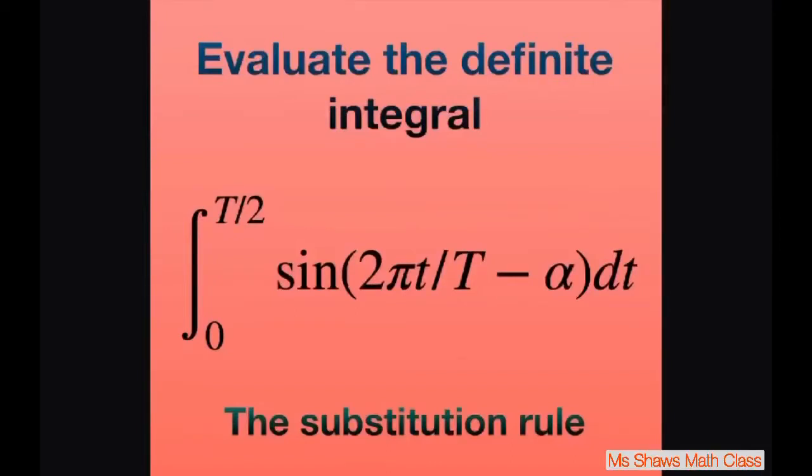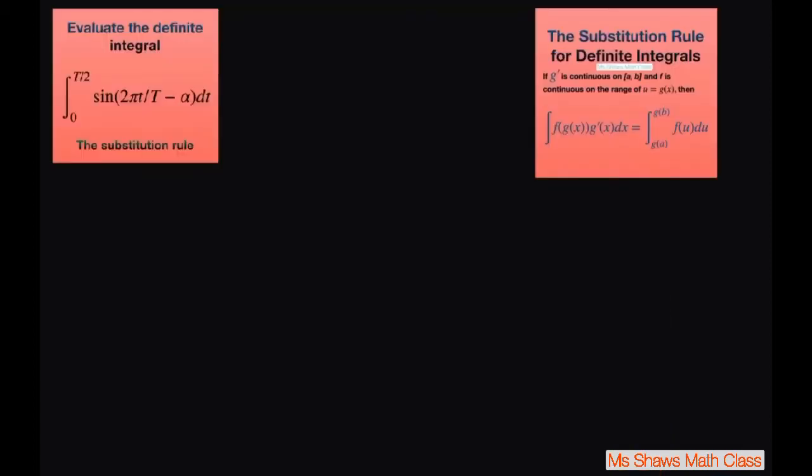Everyone, we're going to evaluate the definite integral from 0 to T divided by 2 of sine of 2 pi t divided by T minus alpha dt. We're going to use the substitution rule for definite integrals, and we'll let u equal 2 pi t divided by T minus alpha.